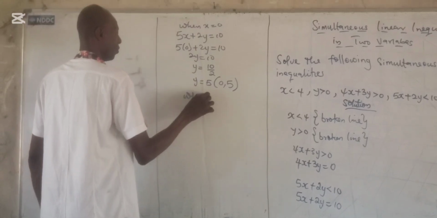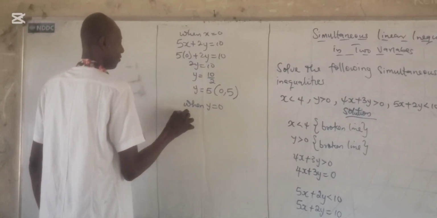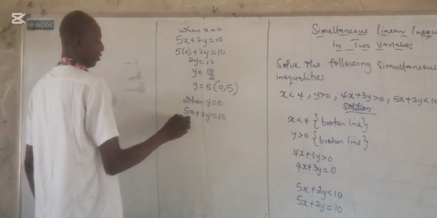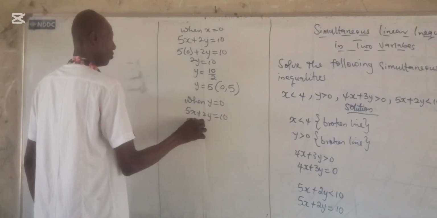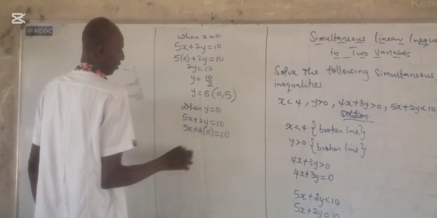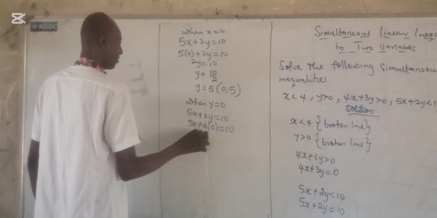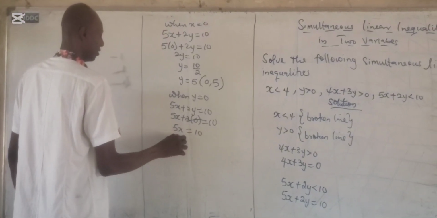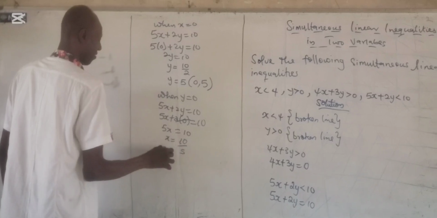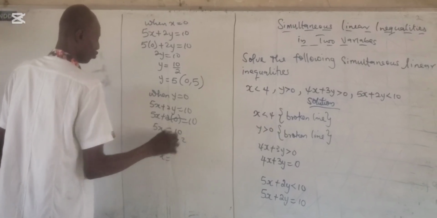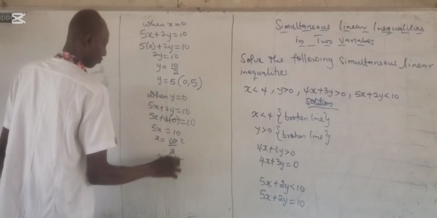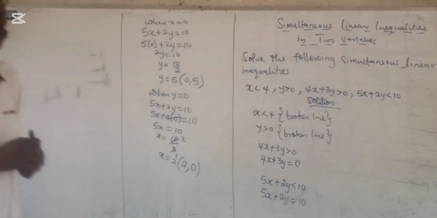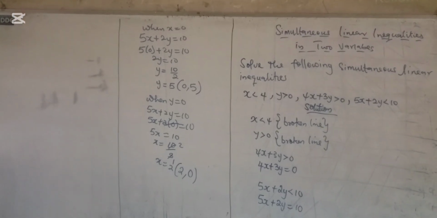When y is 0, what will be x? 5x plus 2y is equal to 10. This time y is 0. So 5x plus 2 bracket 0 is equal to 10. So 5x is equal to 10. Divide both sides by 5. So x is equal to 10 over 5, and x is equal to 2. So when x is 2, y is 0. So we are going to draw the graph of that inequality.